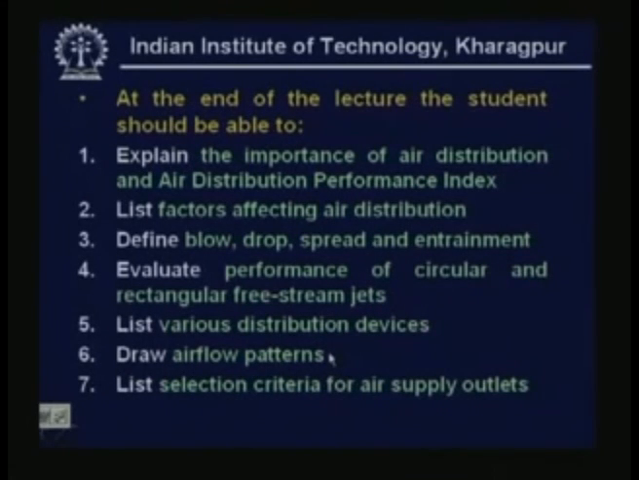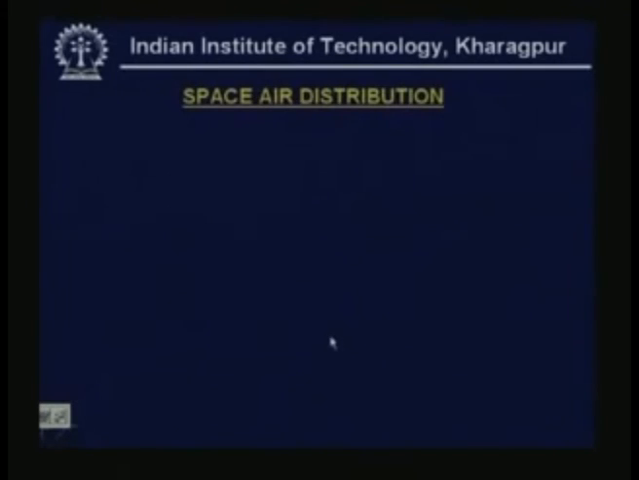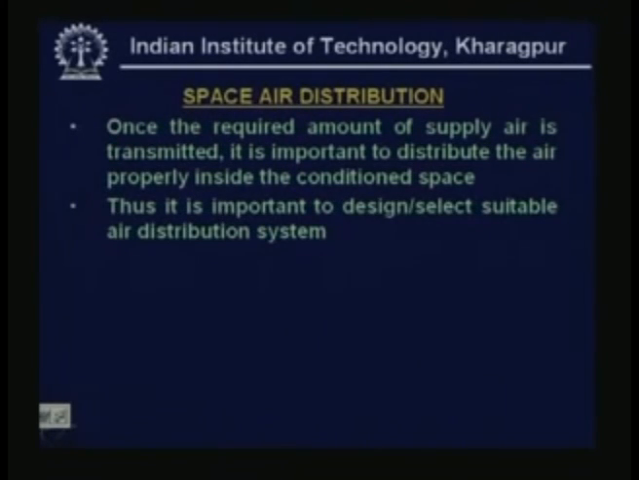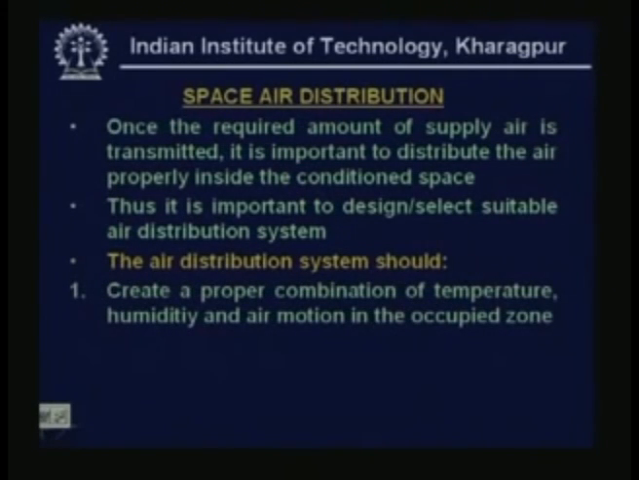So, let me give a brief introduction to space air distribution. As I have already mentioned, once the required amount of supply air is transmitted to the conditioned space, it is important to distribute the air properly inside the conditioned space. Thus, it is important to design or select a suitable air distribution system, and the air distribution system selected should create a proper combination of temperature, humidity and air motion in the occupied zone, and it should avoid draft in the occupied zone. What do we mean by draft?